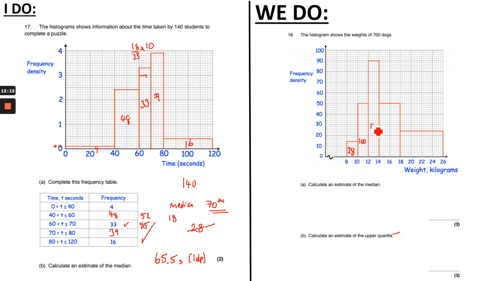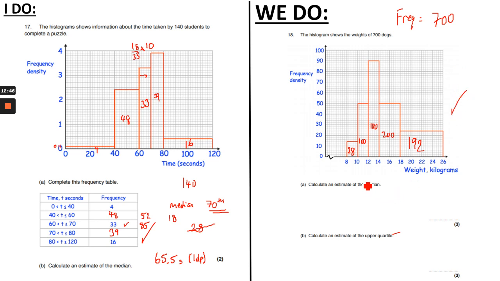2 multiplied by 90 is 180. I've then got 4 multiplied by 50 is 200. And then I've got 8 multiplied by 24. I'm going to check. 8 times 24 is 192. And I'm going to just add those up, and I should get 700. So I've got 28, add 100, add 180, add 200, add 192, and I do get 700. So I'm confident that those frequencies are correct.